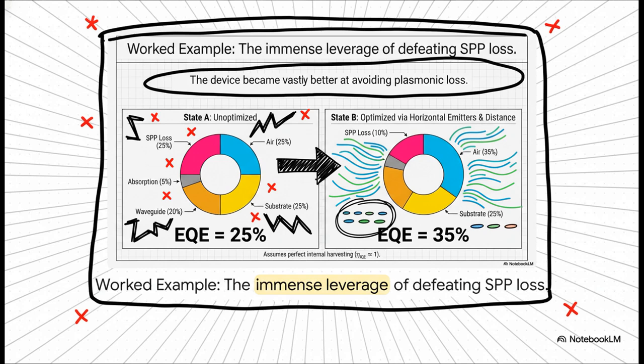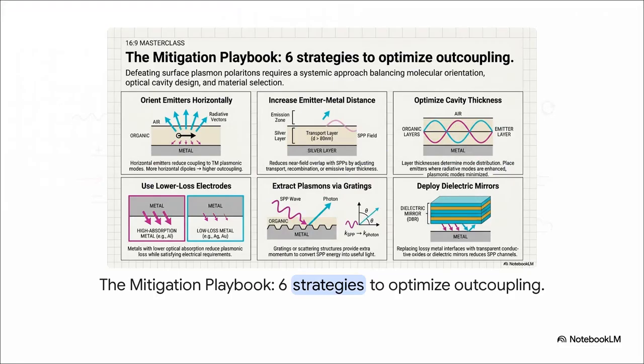But by optimizing the orientation to be horizontal and tweaking the distance from the metal, we can crush that SPP loss down to just 10%. As a result, the useful light escaping to the air jumps up to 35%. Think about that. The molecule itself didn't magically get any better at creating photons. The device simply became vastly better at avoiding plasmonic loss. That's a huge win. To achieve those kinds of leaps in efficiency, engineers rely on this mitigation playbook.